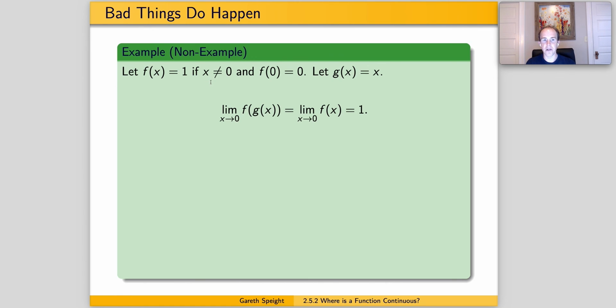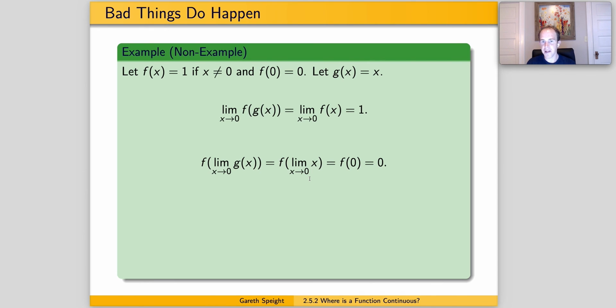Okay, if we're not at 0, then the value of the function is 1. So the only thing that it can approach is 1. So here the limit is 1. And then if I want to compute f of the limit, so if I look at f of the limit as x tends to 0 of g of x, then g of x is just x. So that's f of the limit of x.